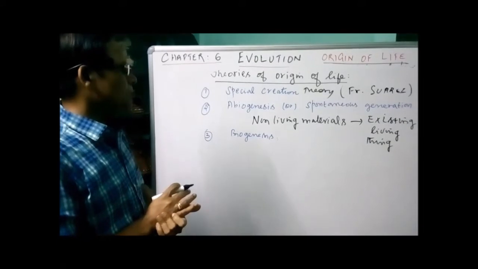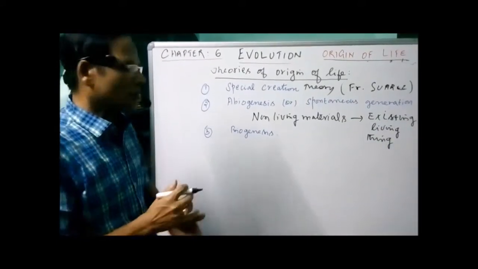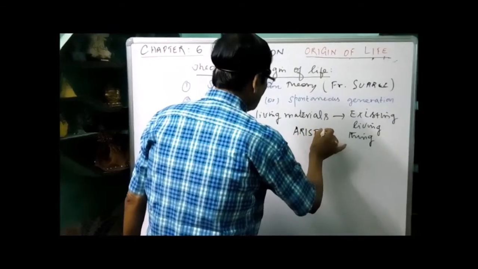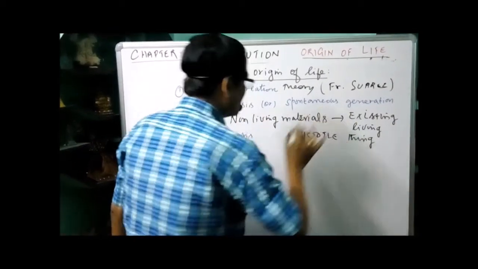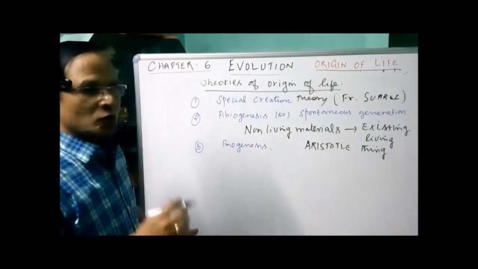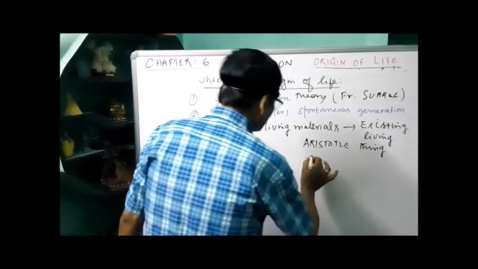Now this concept was first started by Aristotle along with other people. But the term abiogenesis was given by Thomas Huxley.